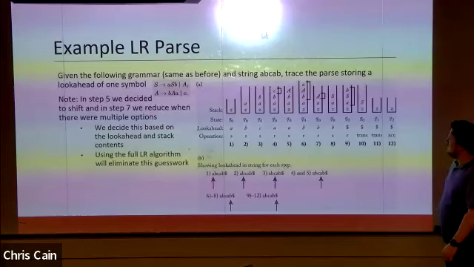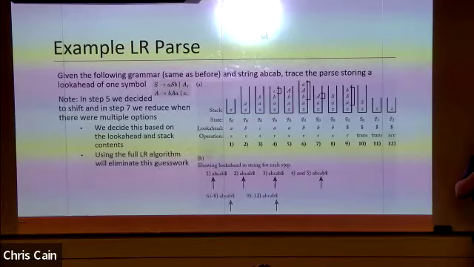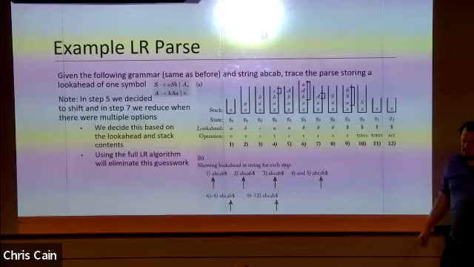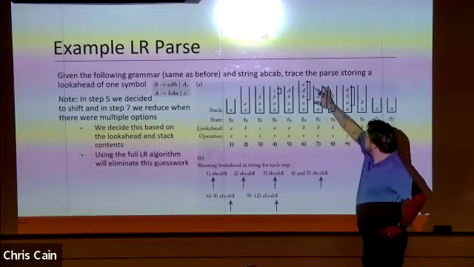So this is LR. However, it's not the full algorithm. What cheat did we do here in order to make this all work? There's something that we did here that is not allowed. How did we determine that we could do this reduce? Given what's in the stack, the A, B, the A. Right. However, how did we know this was on the stack?